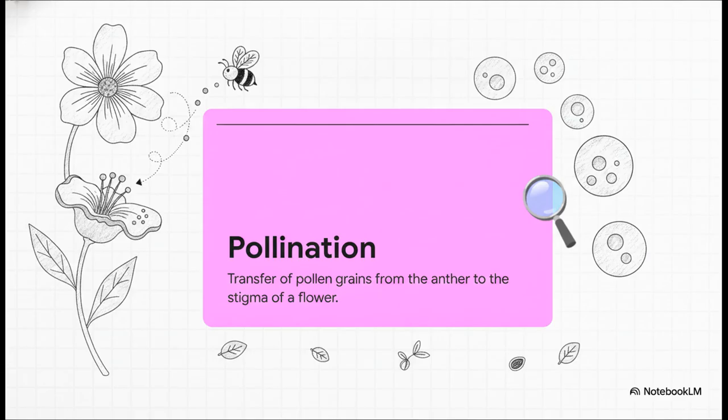What exactly is pollination? Well, simply put, it's the transfer of these tiny grains called pollen. They move from the male part of a flower, which we call the anther, over to the female part, known as the stigma. Think of it like a microscopic delivery service, and it absolutely has to happen for the plant to make its seeds. No delivery, no seeds.